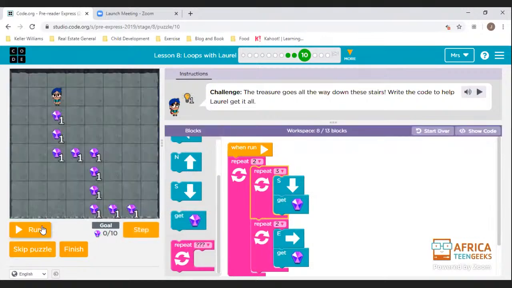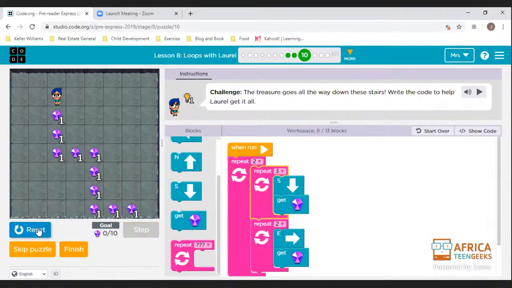Now let's reset the puzzle and see if it works exactly the same way. Now instead of using 13 blocks, I am using 8. It shows you here, 8 out of 13 blocks. The previous one we used 13 blocks. But now because I just put a repeat block for these two, we use fewer blocks. So let's see if it will be exactly the same as the previous one.